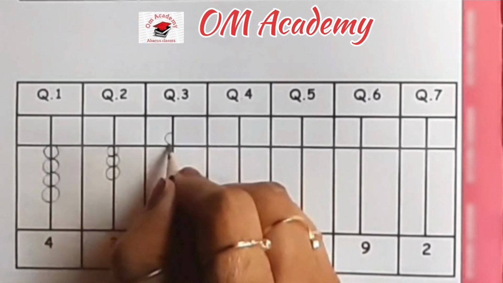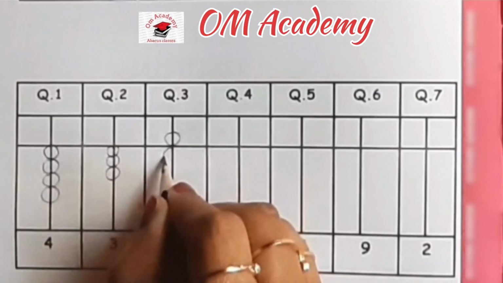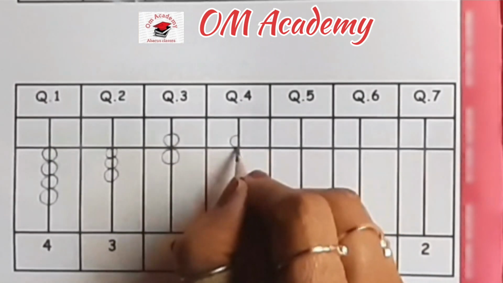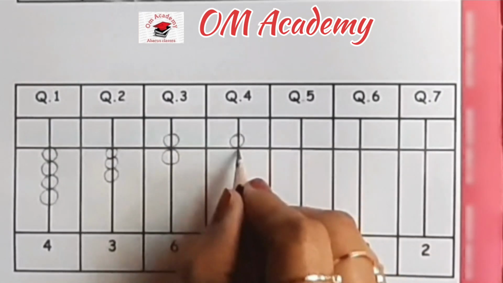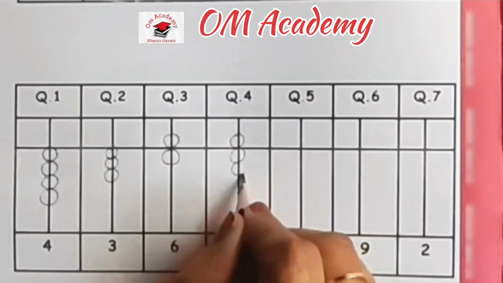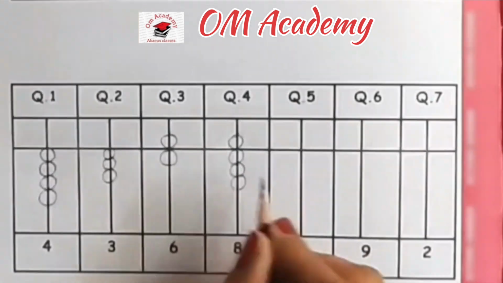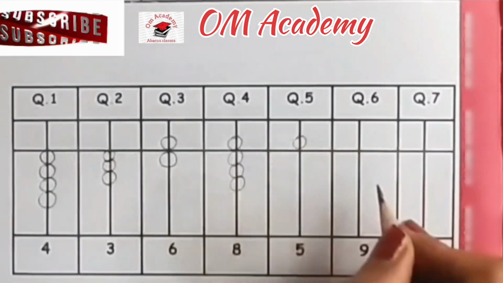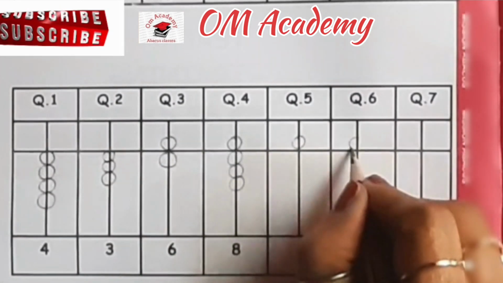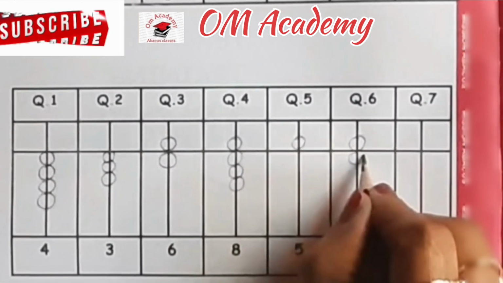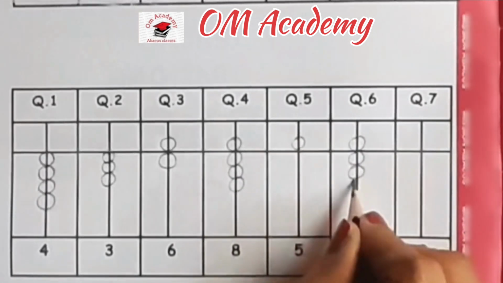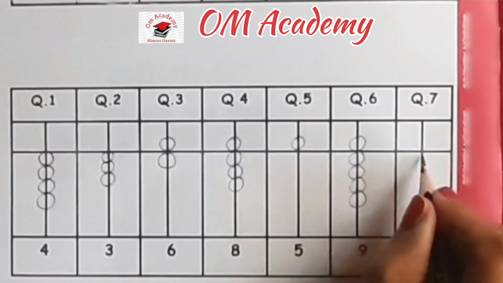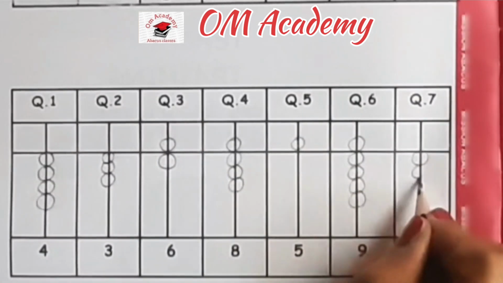Question number 3, the answer is 6. So we will draw one upper bead and one lower bead. It's 5 plus 1 is 6. Here the answer given is 8, so we will draw one upper bead which value is 5 and 3 lower beads, it's 6, 7 and 8. Question number 5, the answer is 5, so we will draw one upper bead. Question number 6, the answer is 9, so it's 5, 6, 7, 8 and 9. Here the answer is 2, so we will draw 2 lower beads, 1 and 2.